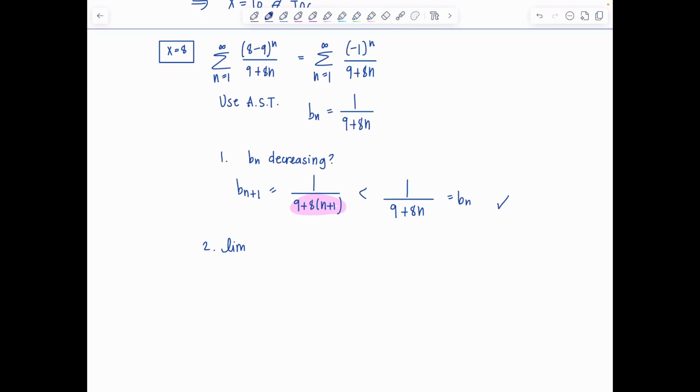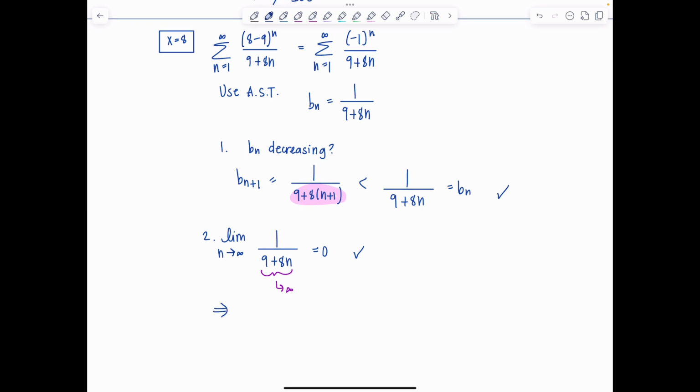And then the second thing I need to check is the limit as n goes to infinity of 1 over 9 plus 8n. Well, the denominator is going to infinity, so the whole thing's going to 0. Perfect. That's the other condition I required. So then I know the sum, n equals 1 to infinity, of negative 1 to the n over 9 plus 8n converges by the alternating series test. So that tells me x equals 8 is part of the interval of convergence.